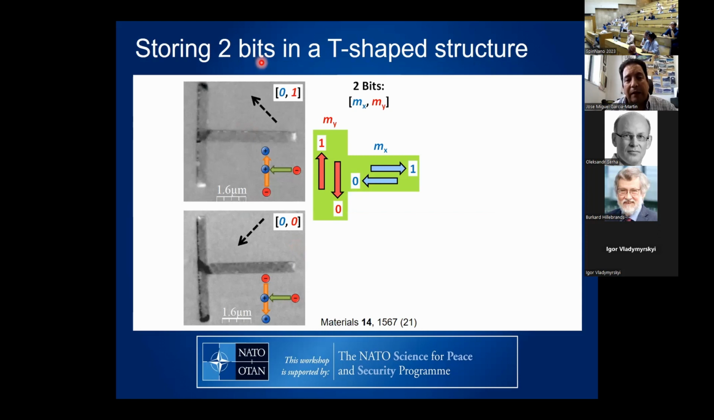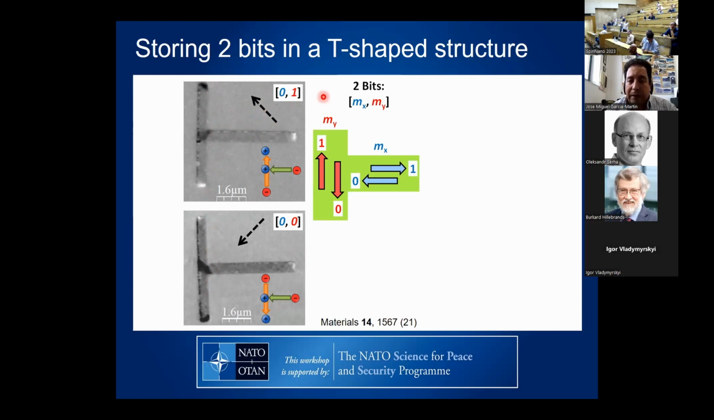If we now apply the field along this direction, and we remove it, the sample finishes in this state. The horizontal branch is still pointing leftwards, but now, as the vertical component of the applied field was upwards, it has switched the magnetization of the vertical branch compared to this image. Now you can see the bright is here, dark is here, so now it's pointing upwards. This is the 0-1 state.